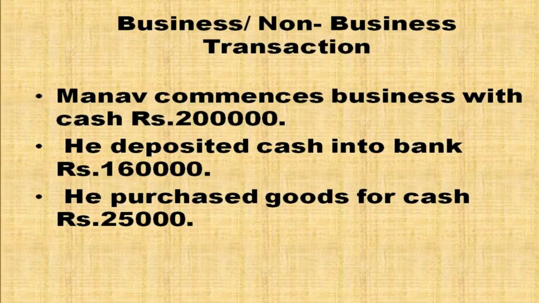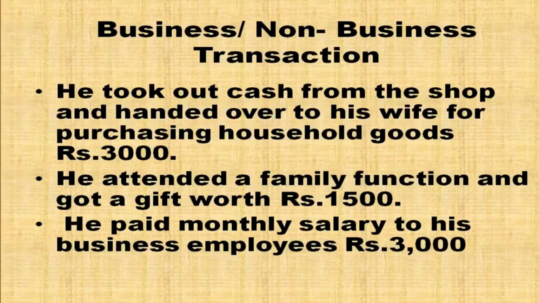He purchased goods for cash rupees 25,000. This is also a business transaction because he is purchasing goods for business. Here are some more transactions. Identify whether it is a business or non-business transaction. Manav took out cash from the shop and handed it over to his wife for purchasing household goods worth rupees 3,000. Purchasing is done for his house, so it is not relating to business. So, it is a non-business transaction.